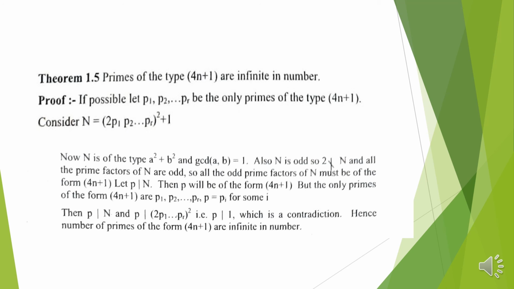Now n is of the type a square plus b square, and GCD of a and b is 1. Also n is odd, so 2 cannot divide n, and all the prime factors of n are odd. So all the odd prime factors of n must be of the form 4n + 1. Let p divide n, then p will be of the form 4n + 1, but the only primes of the form 4n + 1 are p1, p2, p3, and so on pr. So p is equal to pi for some i. Then p divides n and p divides 2p1p2p3...pr square, so p divides 1, which is a contradiction. Hence, the number of primes of the form 4n + 1 is infinite.